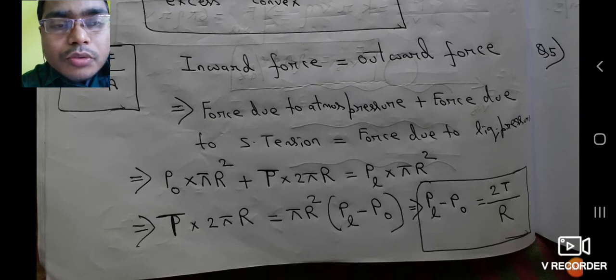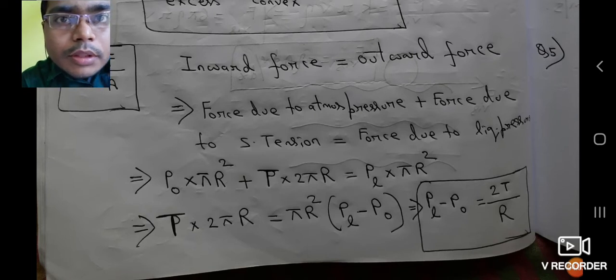And what is the force due to the liquid pressure? That is given by pressure PL into pi r square. So by simplification we can get the value of PL minus P naught, which comes out to 2T divided by capital R, where capital T is the surface tension and capital R is the radius. So this is one of the very important expressions for excess pressure. If in the exam you are asked to write the expression for excess pressure, it is given by the difference in pressure of liquid minus atmospheric pressure. That is known as the excess pressure. So this is only for a liquid drop.